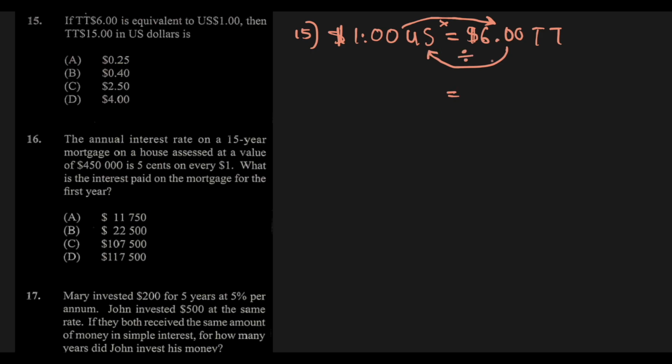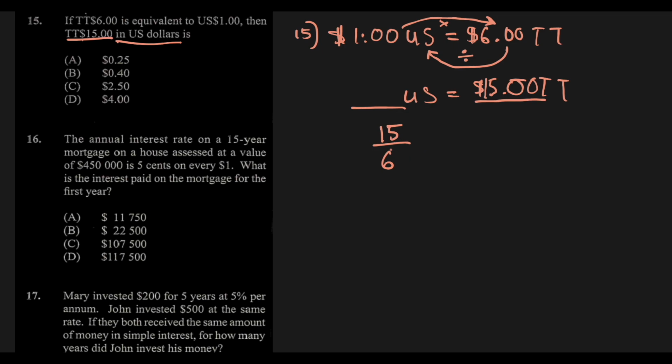Now we know that this here is $15 TT, so we need to figure out what the equivalent is in US. Since we're converting from TT to US, we have to divide. So what are we going to divide? We're going to divide 15 by 6, so that's 15 over 6. In a multiple choice question, I would always try to do it like a fraction first, just to see if that helps me.